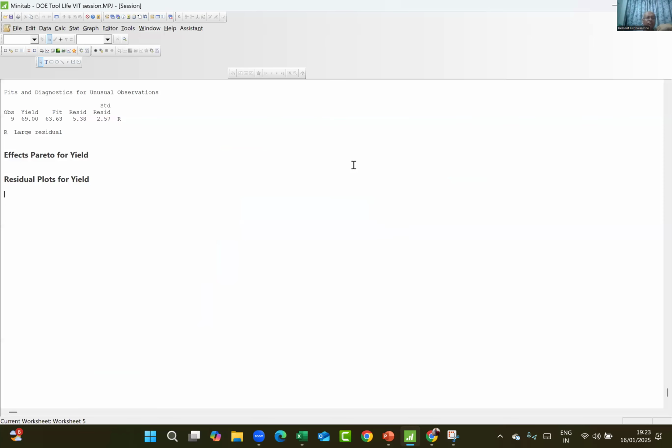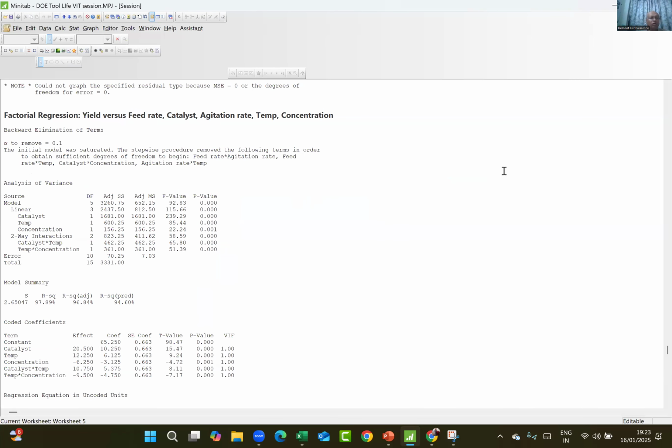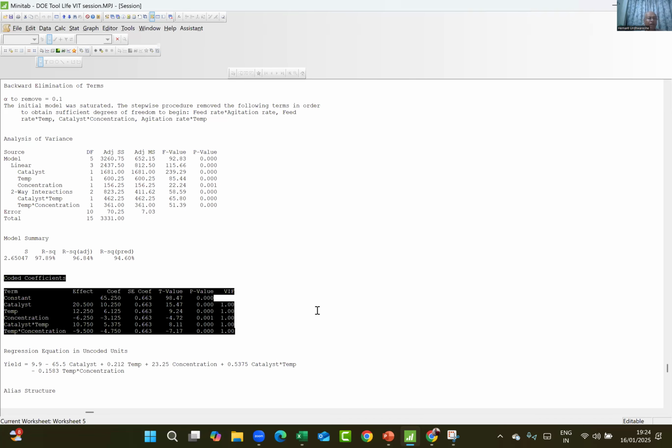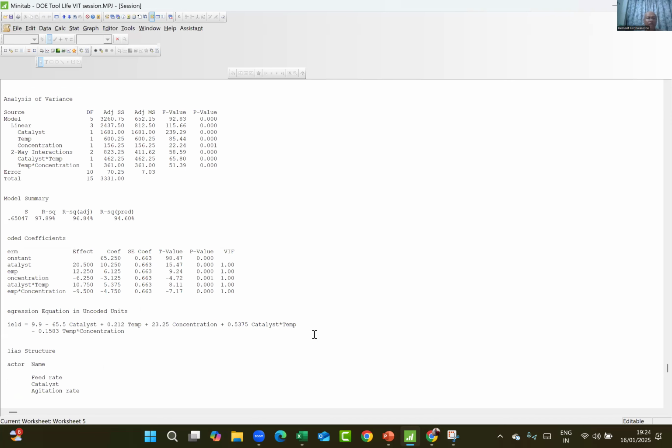then I go to the session window and go to the new ANOVA table. Only a few effects are left. So now there are 10 degrees of freedom available for the error term. So you get nice p-values. All p-values are below 0.05 actually. So all effects are significant. Model summary, if you see, R square is 97.89, adjusted R square is 96.84, and predicted is also 94.6. So very good model. And then you get coded coefficients and a regression equation, and you can of course get the contour plots, etc., everything.